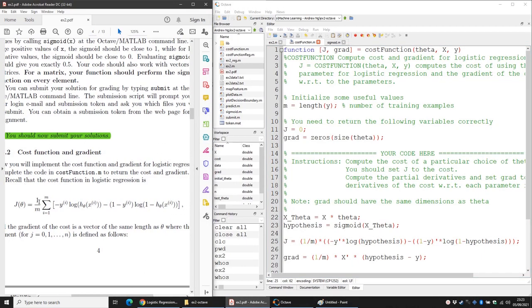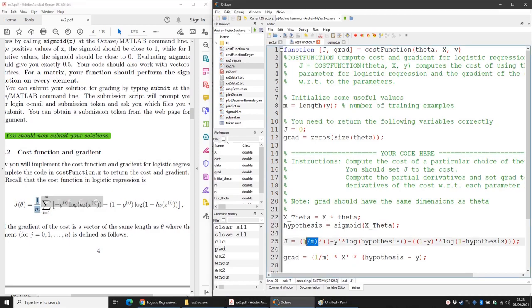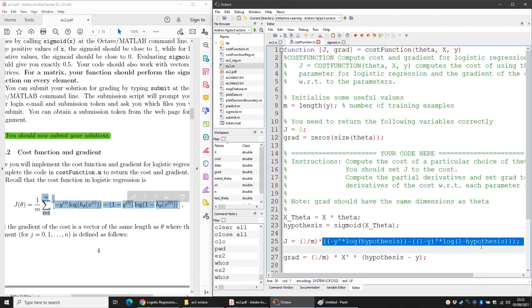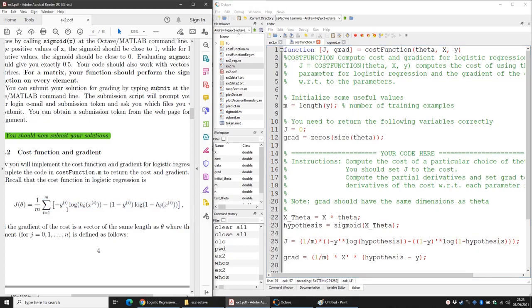Our cost function is 1 over m. Do we have 1 over m? Fantastic. We have half the work done. Multiplied by a summation. You don't see a summation here. You don't see a for loop here. This is because this is a vectorization. What does vectorization mean? It means that we will perform a single line that will already do the summation.